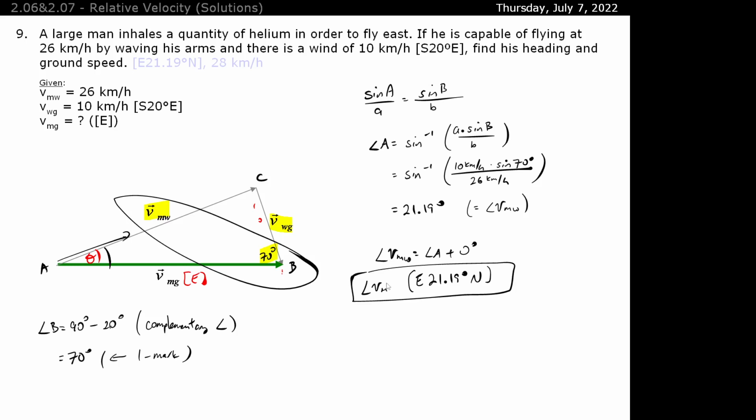So you should flap his arms eastwards 21.19 degrees. Yep, toward, so that when he gets fought by the wind, he's facing east at the end of the day. Okay, since he's fighting against the wind, his overall ground speed will change. Luckily, if you take a look at WG, it's in favor, right? It's allowing him to travel a bit faster, and that's why the green vector is longer than MW.